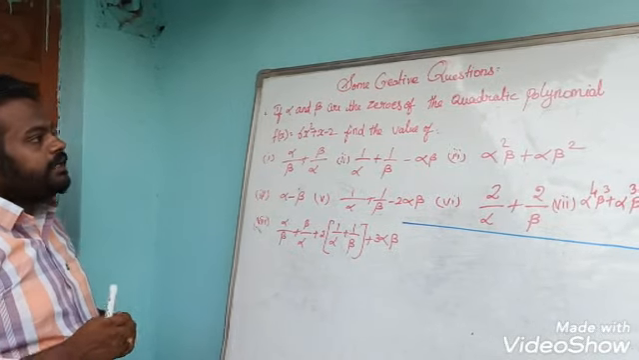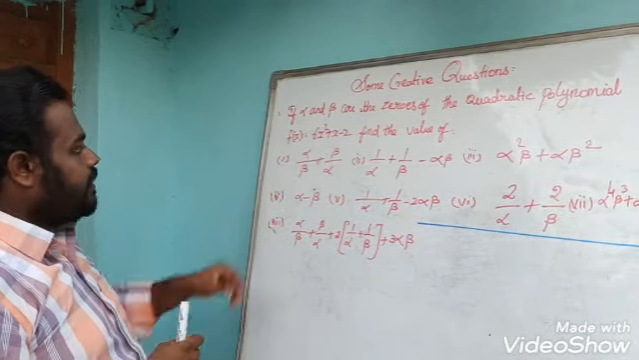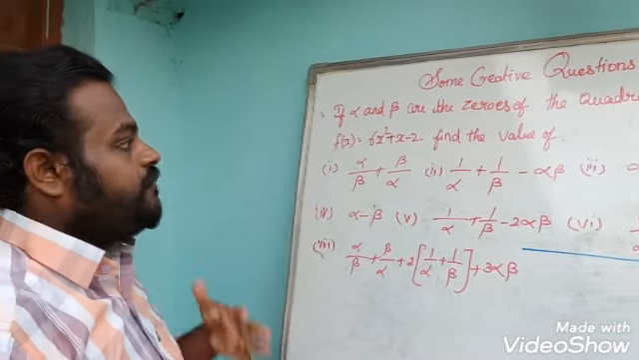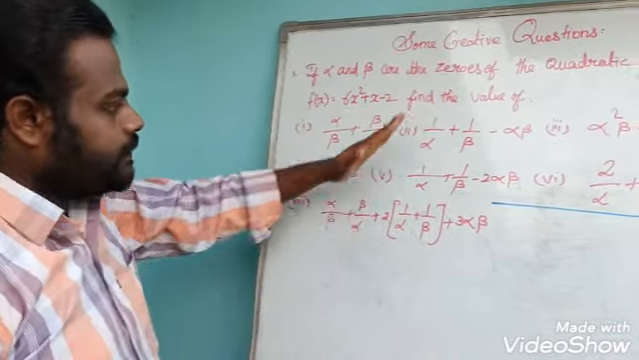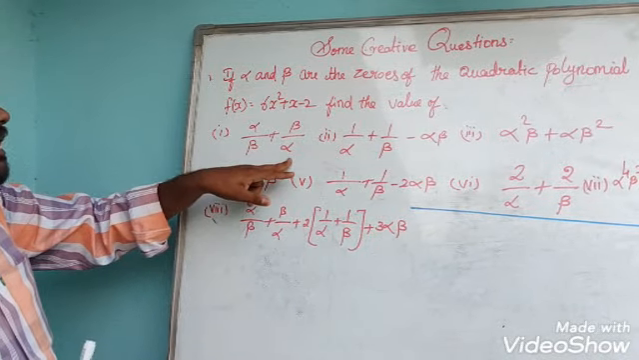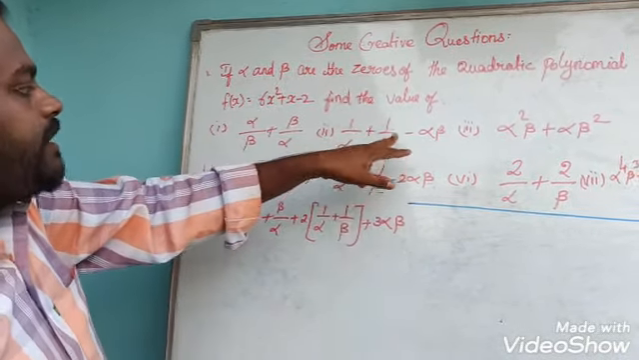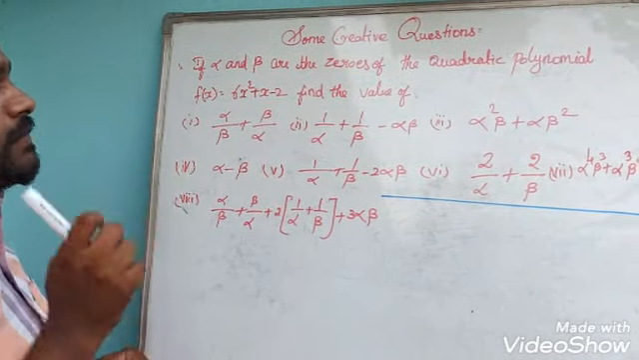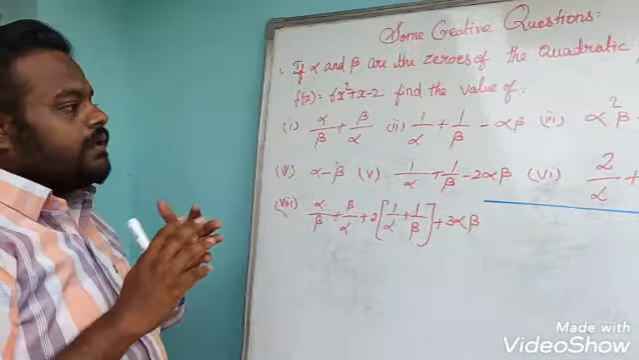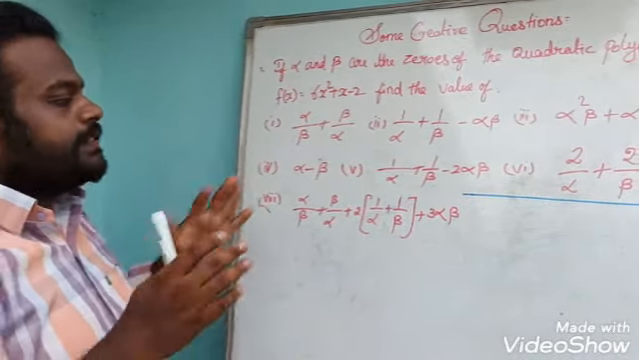Here alpha and beta are the zeros of the quadratic polynomial f of x equal to 6x square plus x minus 2. Find the value of the following. There are so many questions here, I take 8 questions: alpha by beta plus beta by alpha, 1 by alpha plus 1 by beta minus alpha beta, alpha square beta plus alpha beta square, and so on. So in this creative question, how do we have to solve it?